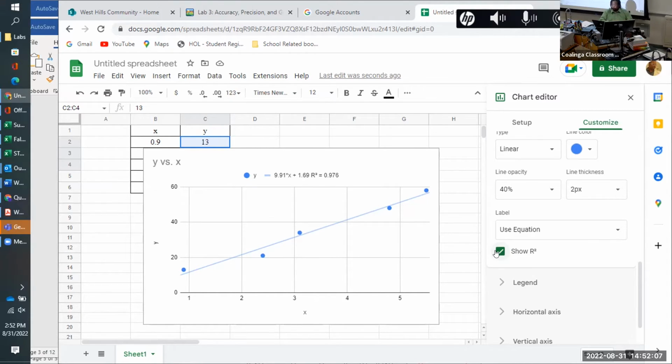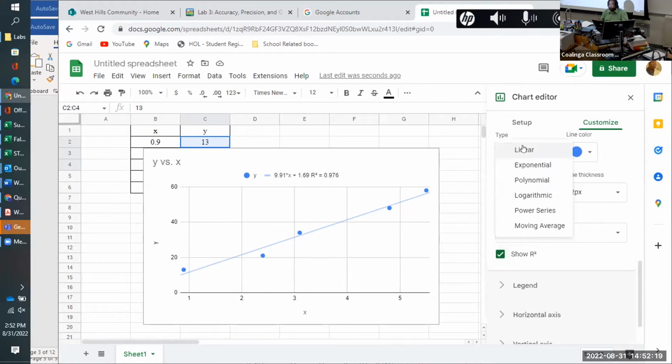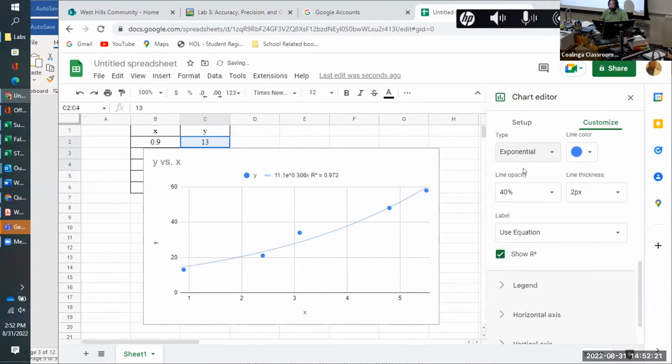Okay, so that's the first set of data. It's a linear curve, it looks beautiful. Sometimes you've got to try to fit. So do me a favor, let's just use a different form. Instead of hitting linear, go to exponential. If you look at that exponential and you look at your R value, although they're pretty close.